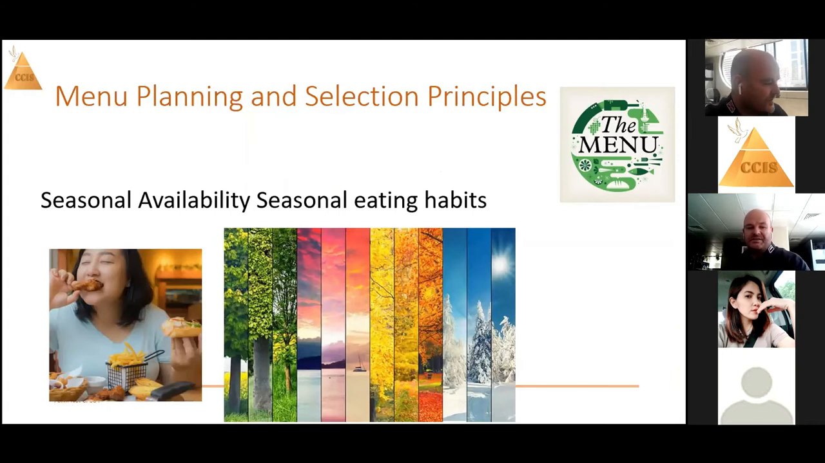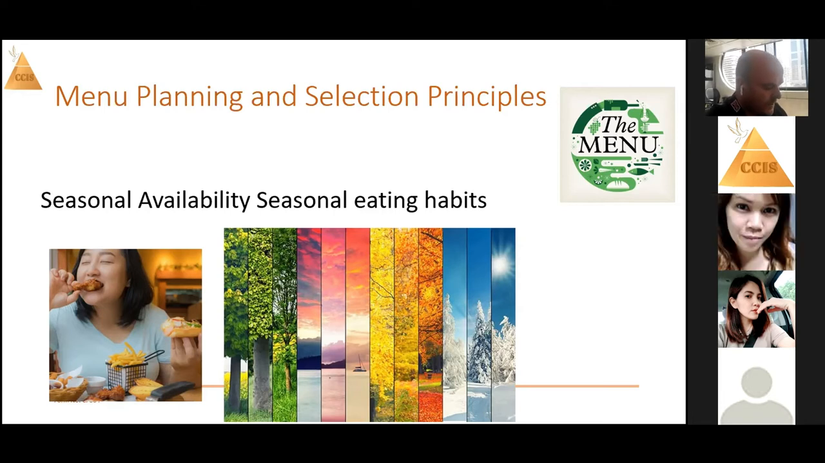Then seasonal availability and seasonal eating habits. So if you look at the year ahead of us, we're going to have certain days, we're going to have celebration days, so there's going to be different types of menus. There's going to be certain foods that are not available certain times of the year. There's certain foods that we will obviously use more in certain menus during the year, other times not. You're going to have summer, you're going to have spring, you're going to have autumn, you're going to have winter. So all these are going to be affected. Then if we go on to the next one.